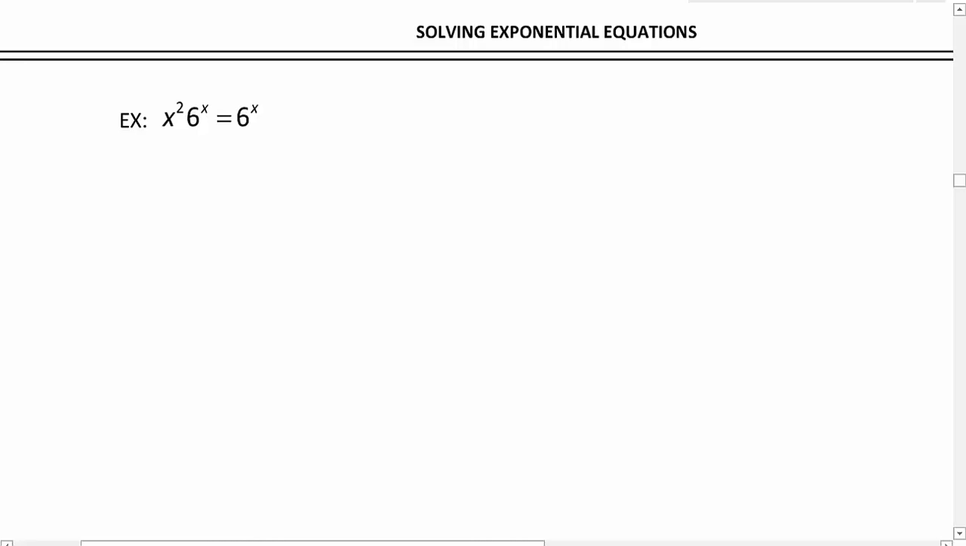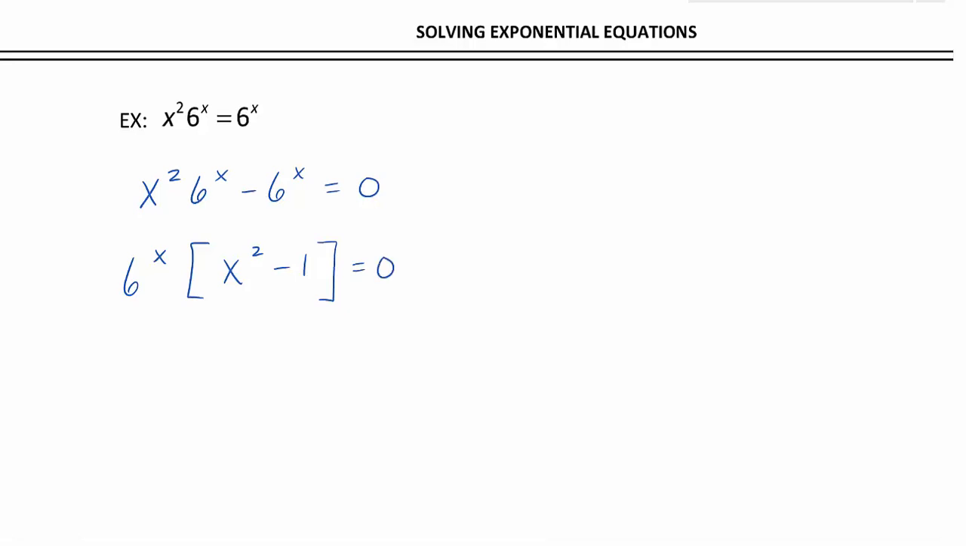I notice that 6 to the x shows up on both sides of my equation, so that makes me think, well, if I put both of these terms on the same side of the equation, I now have a common factor of 6 to the x. Factoring out 6 to the x, I'm left with x squared minus 1. So you'll notice that in this factoring process, I've separated the x in the exponent from the x not in the exponent.